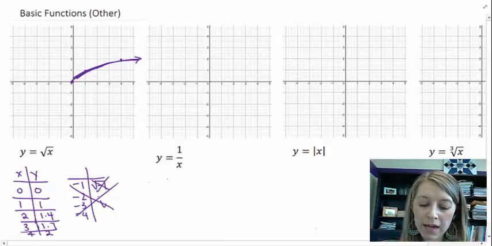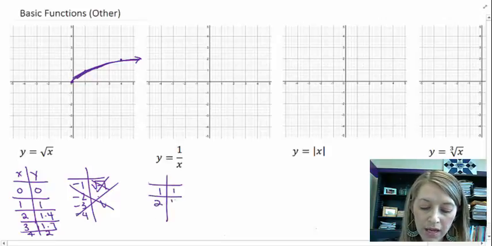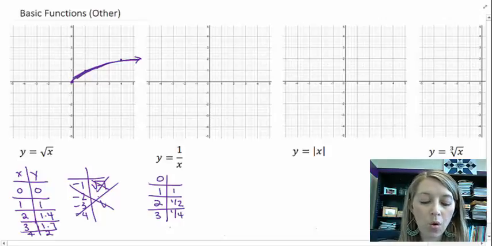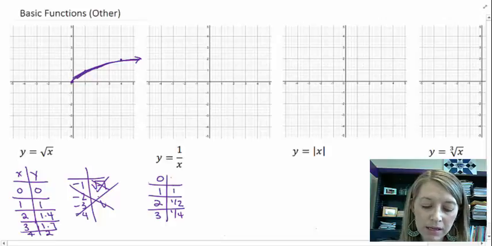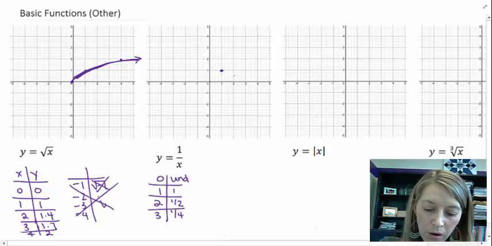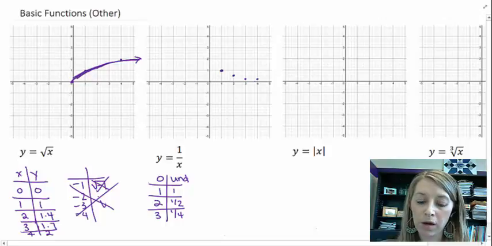Y equals 1 over x. If I plug in 1, I get out 1 over 1. If I plug in 2, I get out 1/2. If I plug in 3, I get out 1/3. What happens if I were to plug in 0? 1 divided by 0 does not make any sense. It is undefined. So I don't have anything for 0, but I do have a point at (1, 1), and then 1/2, and then 1/3, and 1/4, and whatnot.